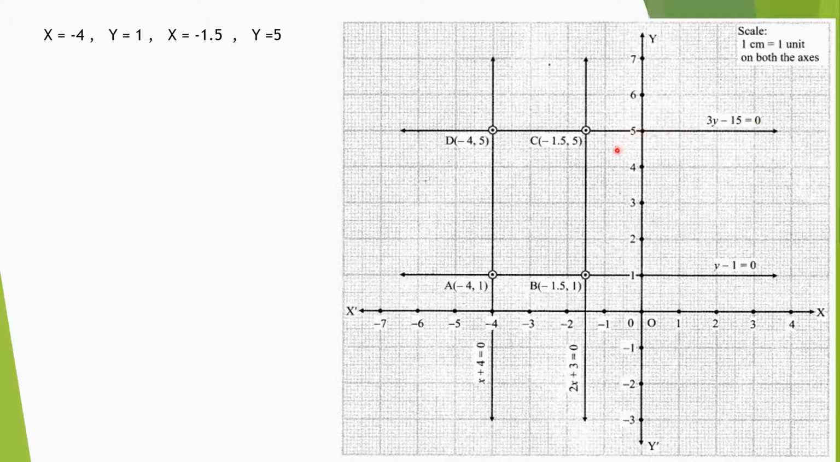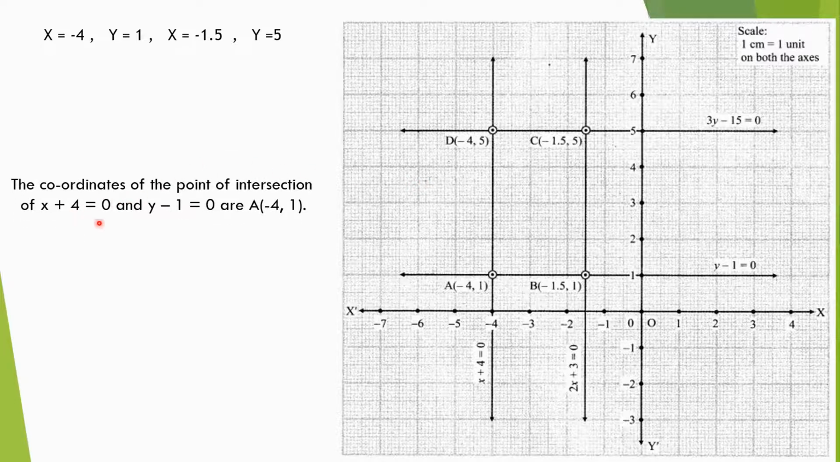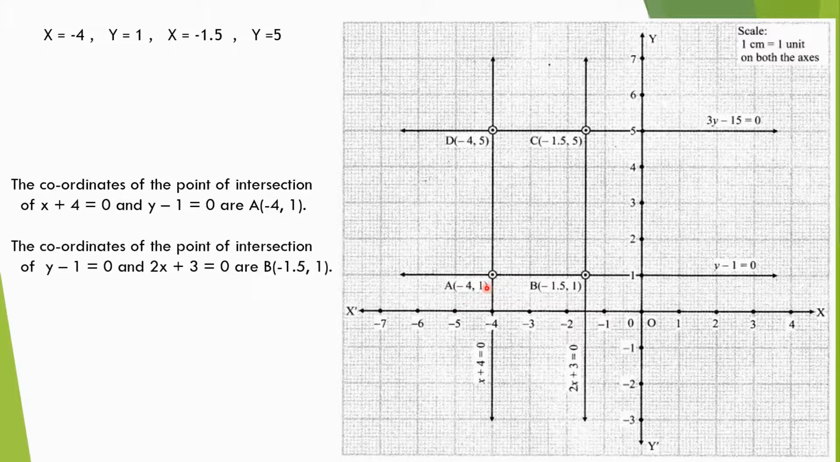Next is the coordinates of the point of intersection of x plus 4 is equal to 0 and y minus 1 is equal to 0. The point of intersection of the lines x plus 4 is equal to 0 and y minus 1 is equal to 0 is A of (-4, 1). And the second one, the coordinates of the point of intersection of y minus 1 is equal to 0 and 2x plus 3 is equal to 0 is B of (-1.5, 1).